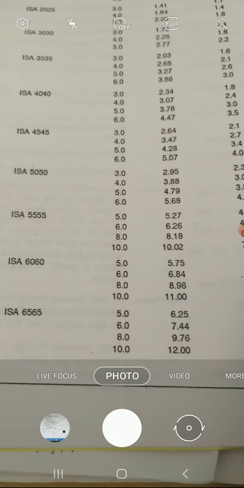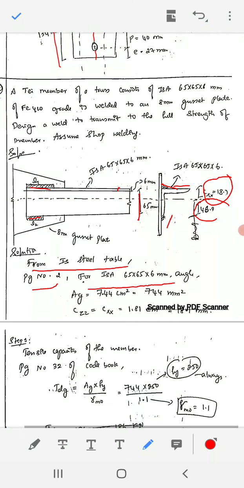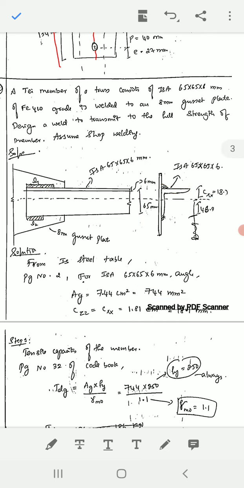Those two values you have to take from the steel table. Now we got it here also: you can see the 7.44 centimeter square, 744 mm square, and Cxx value or Czz value, that is 1.81 or 18.1 mm. You have to write that from the top of this angle, wherever this portion comes from, there we have to take it as Cxx. I think we got it. If any doubt you can call me.